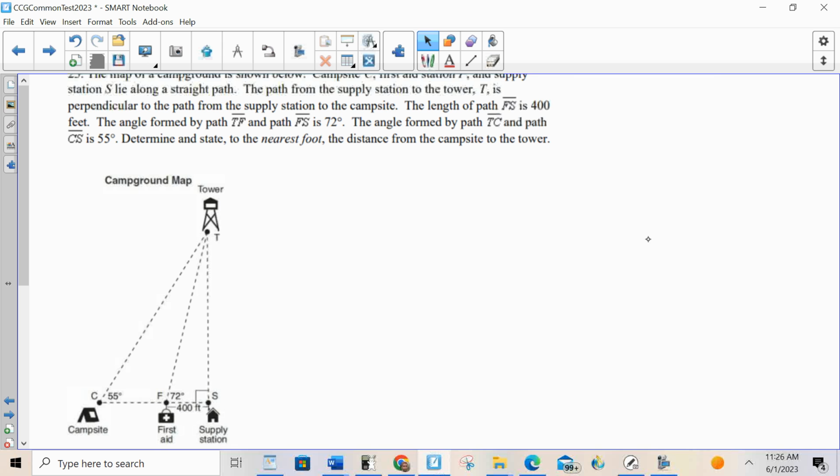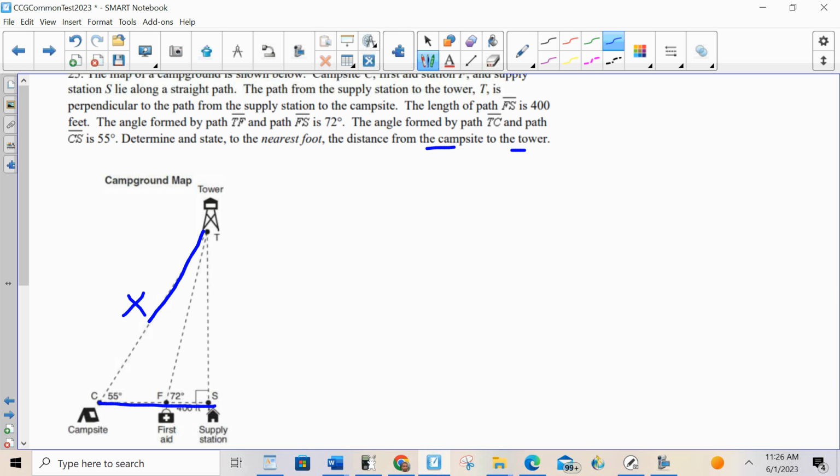So it's asking for, there's a lot of stuff here. It's asking for the campsite to the tower. It's asking for this. So this is a side of the big right triangle. I can't find it by subtracting, so the procedure I just did is not going to work. I don't have any other information for the right triangle. I have this angle 55, but I don't have another side.